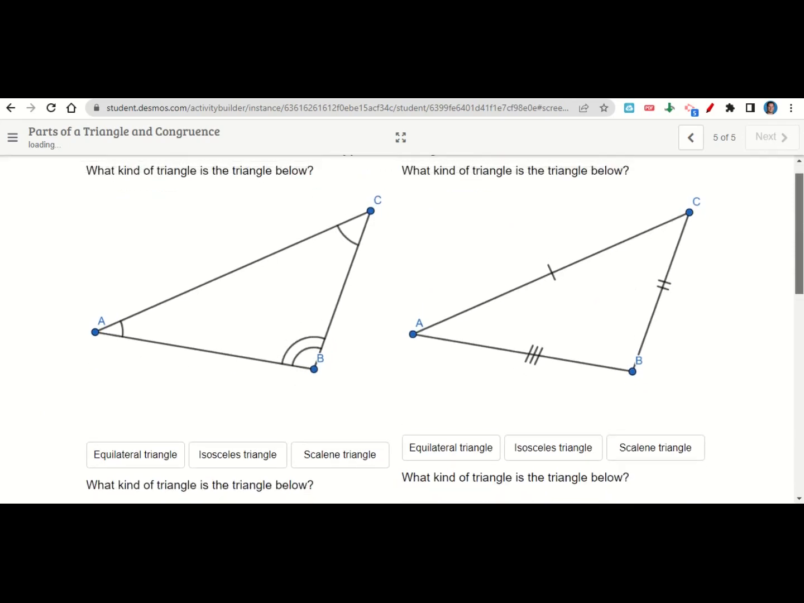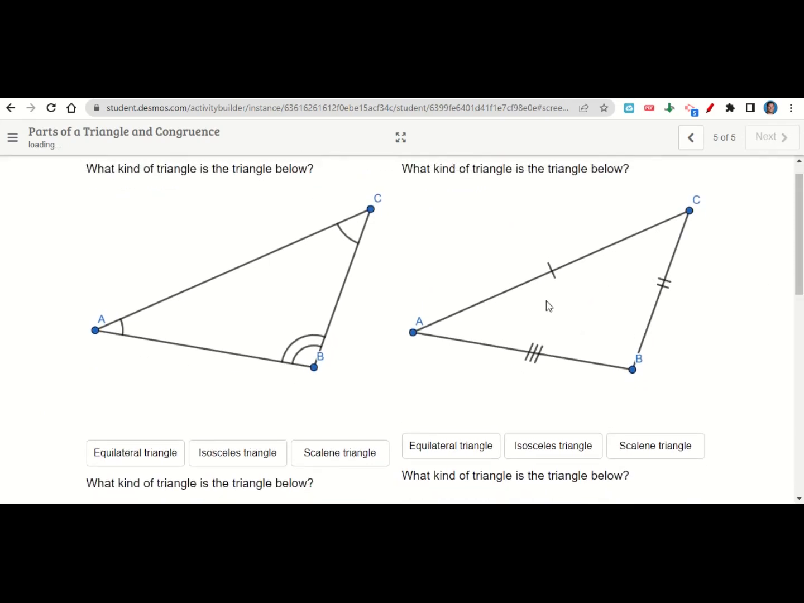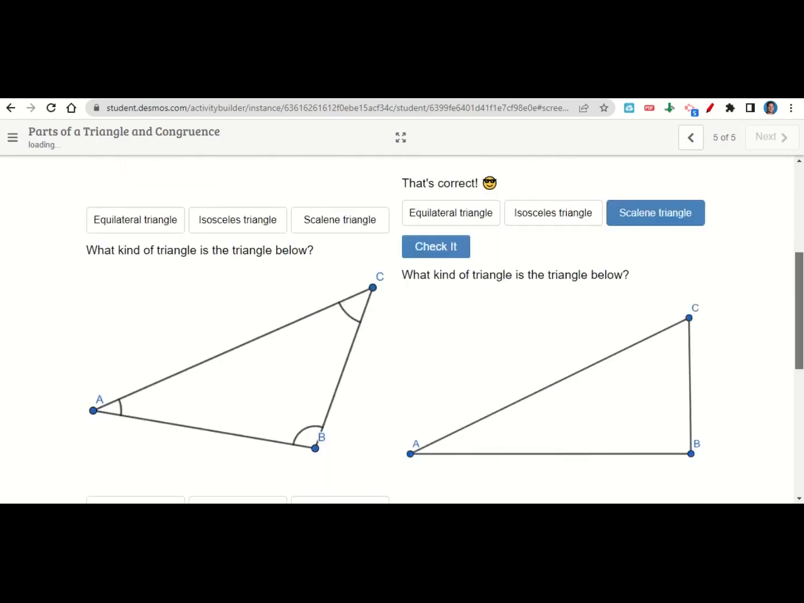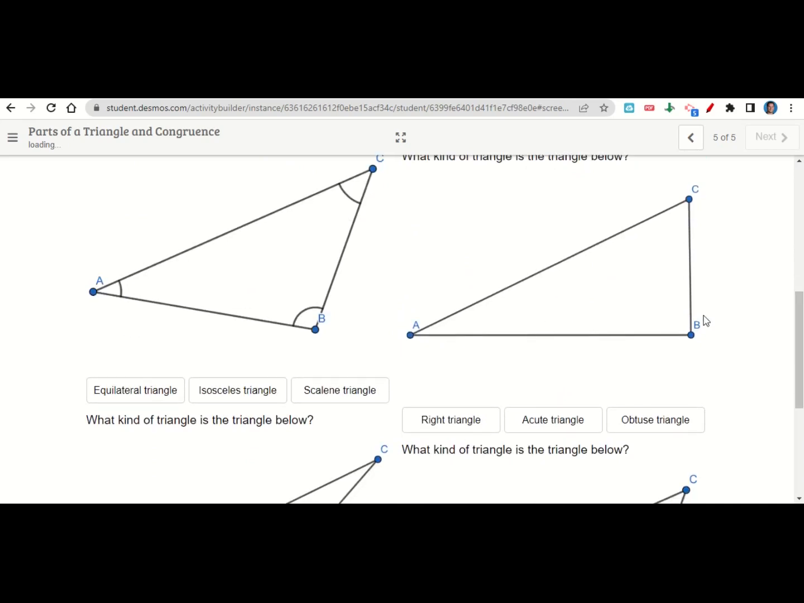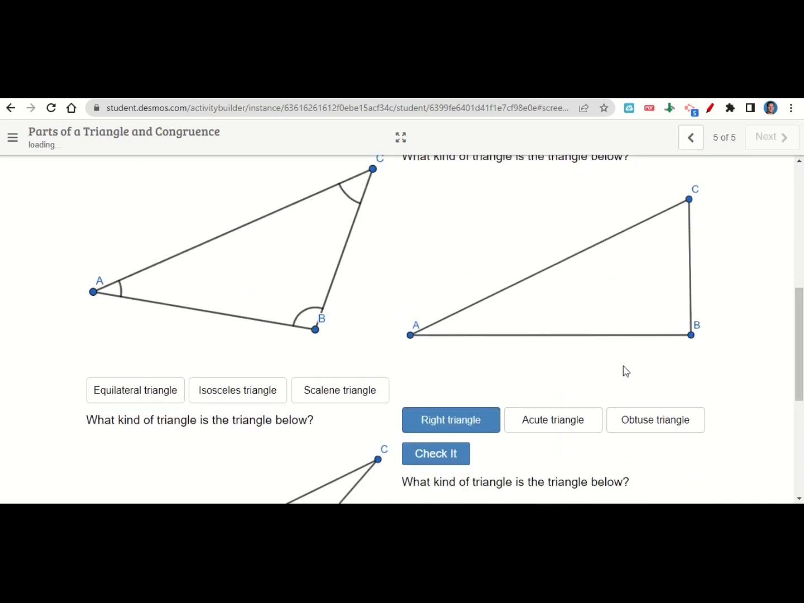So what kind of triangle is shown here? This one has all sides different lengths. So this is a scalene triangle. We'll go ahead and hit check it. That's correct. This one here, we have a triangle here. We call that a right triangle because it's got a right angle. Check it. It's correct. If we get it wrong, it'll tell us to try it again. So you'll do that for each of these questions.